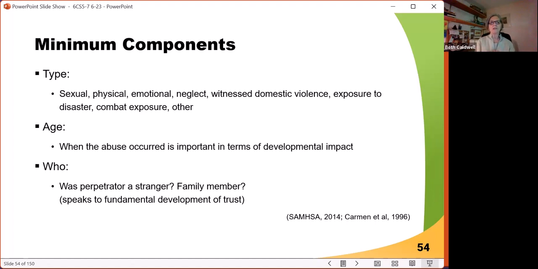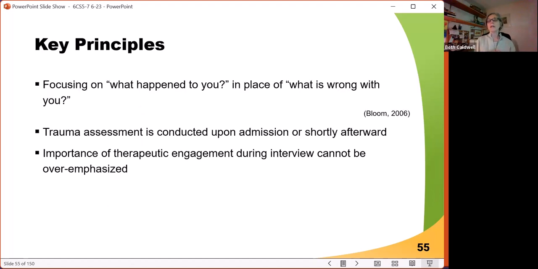And then getting back to the next slide, which we keep saying, it's really, again, from Dr. Sandra Bloom. She was the grandmother of trauma-informed care, and she coined the term, what happened to you? We want to know what happened, not necessarily what's wrong with you. We want to know what happened. And we want to at least do some sort of a trauma assessment very soon after, upon admission, or very soon. And the importance of, of course, having them at hello, that therapeutic engagement can't be stressed enough.